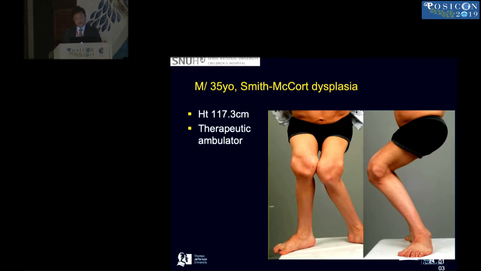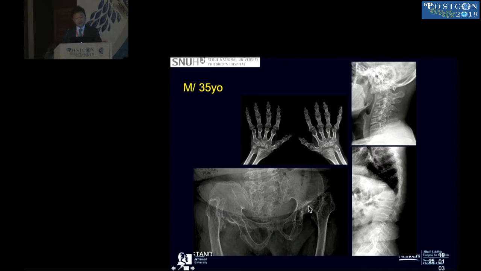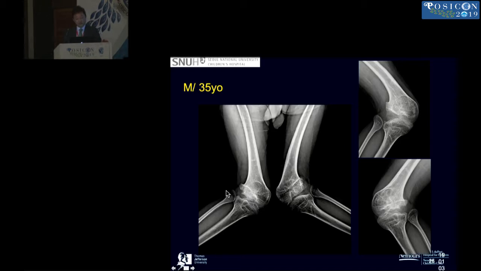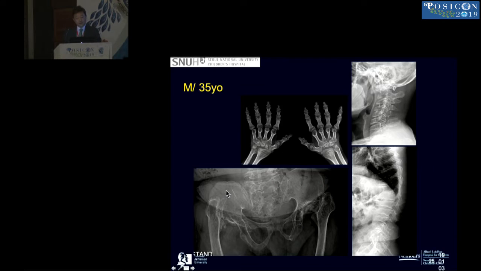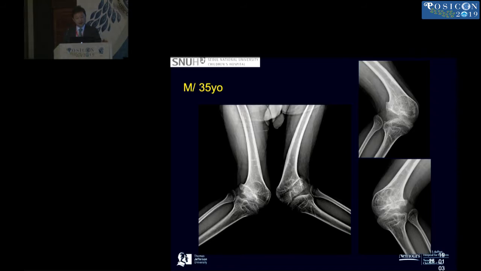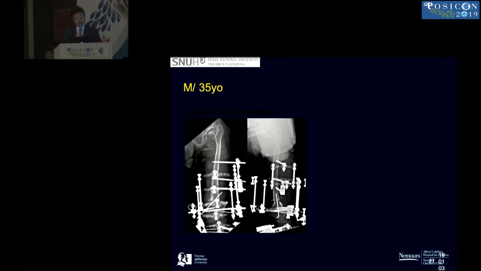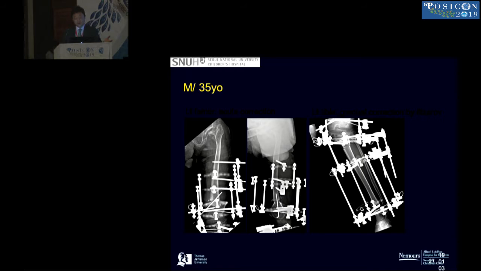genu valgum. And the hip joint is totally dislocated on the right side, there is no femoral head. So we diagnosed it by next generation sequencing, that Smith-McCort dysplasia. And then how to correct this genu valgum. So I performed the acute correction on the femur. It was possible because at the distal femur we can do it safely, and fixed with the external fixator. It was very convenient for me.